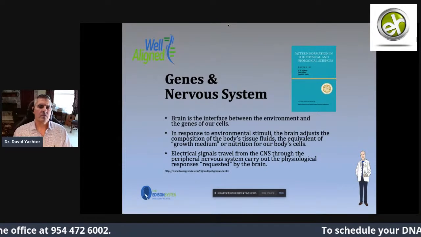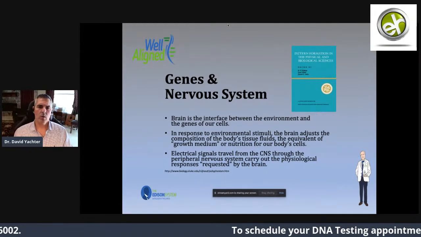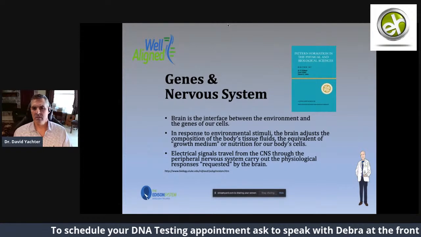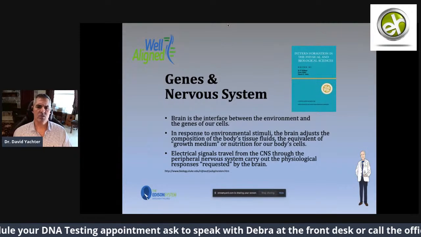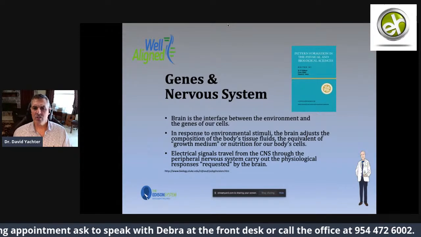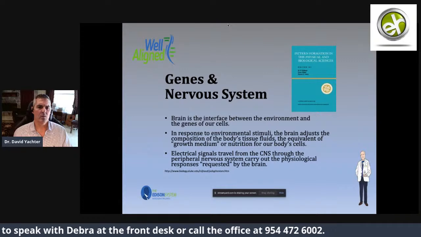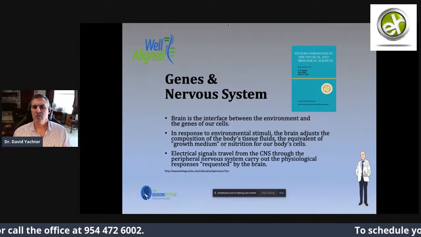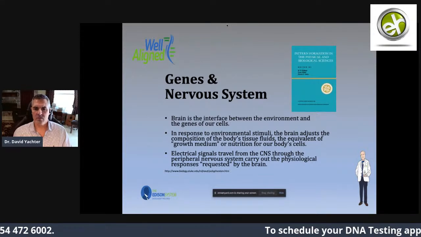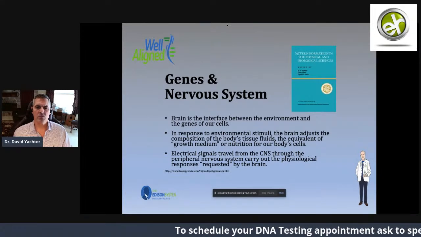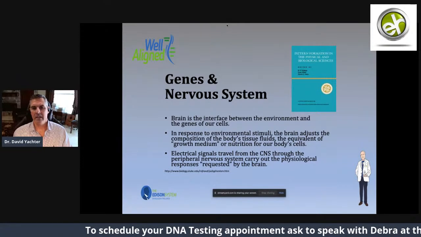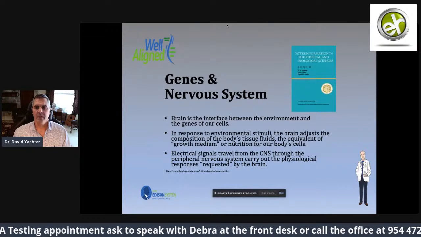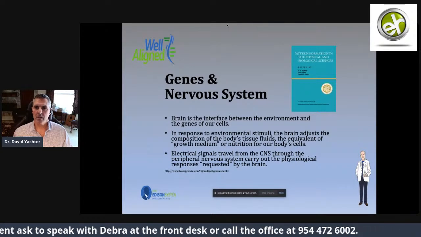So what about your nervous system? Can that affect your genes and the way your genes are expressed? Well, absolutely. Your brain is the interface between your environment and the genes of every cell in our body. In response to environmental stimuli, your brain adjusts the composition of the body's tissue fluids, which is the equivalent of growth medium or nutrition for our body cells. Electrical signals travel from the central nervous system through the peripheral nervous system to carry out physiological responses requested by the brain. And again, this has been demonstrated over and over how important your nervous system is in terms of its ability to respond to its environment.